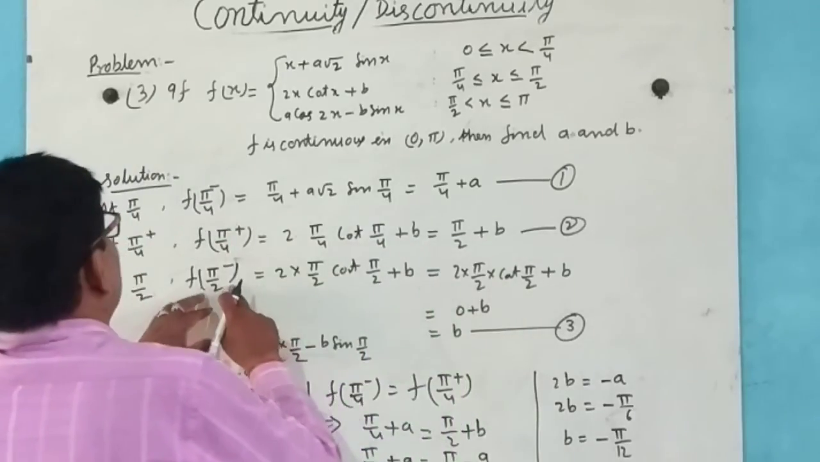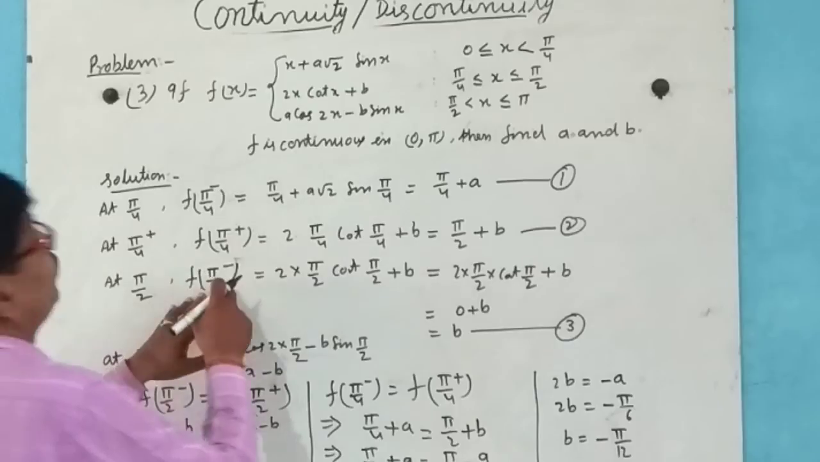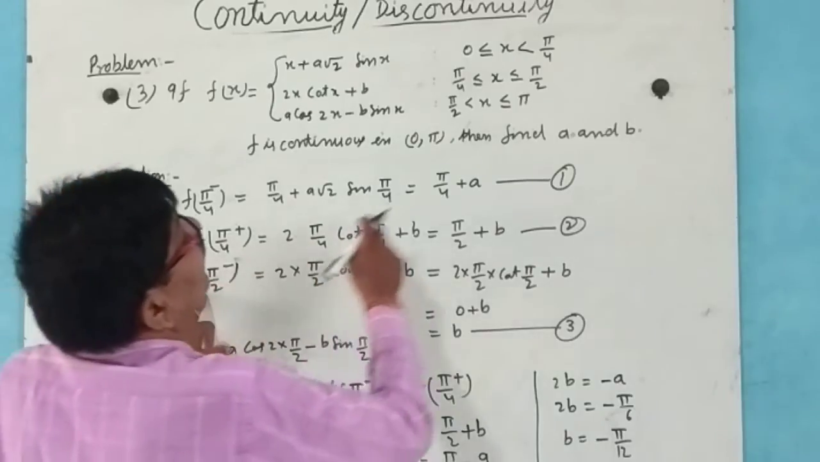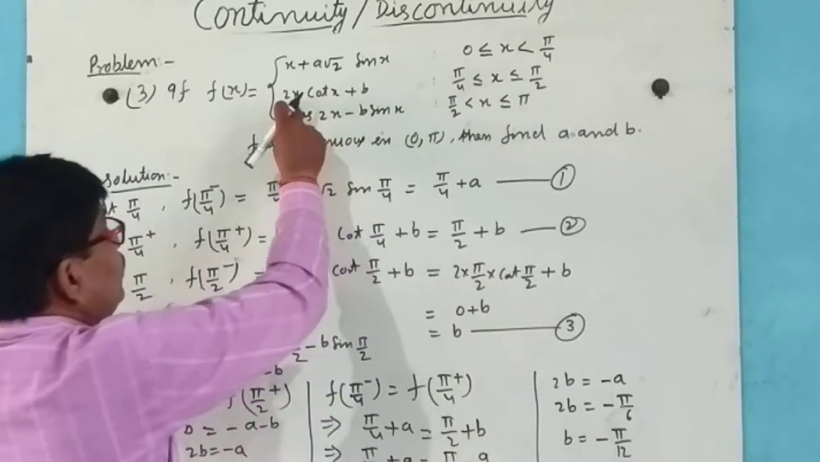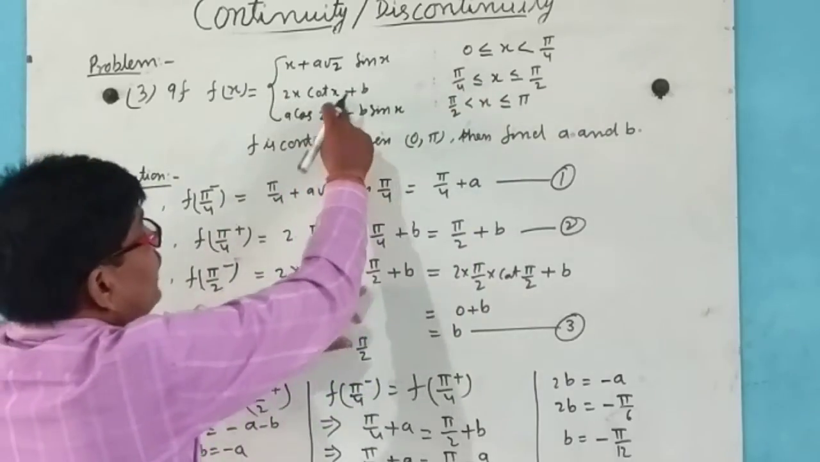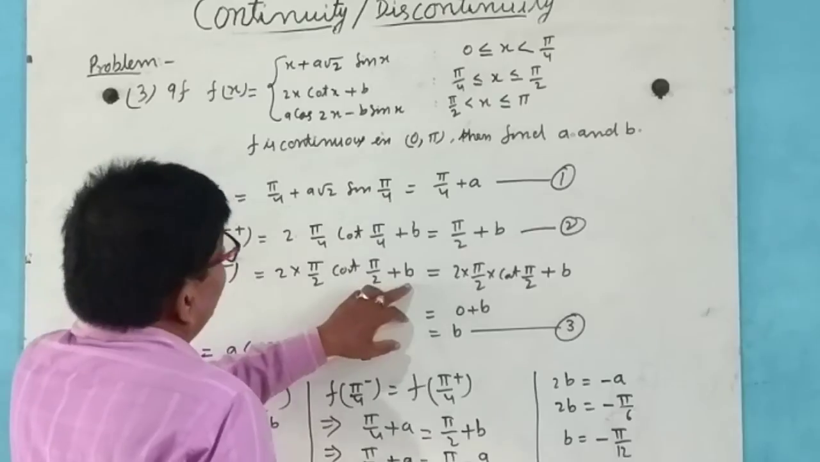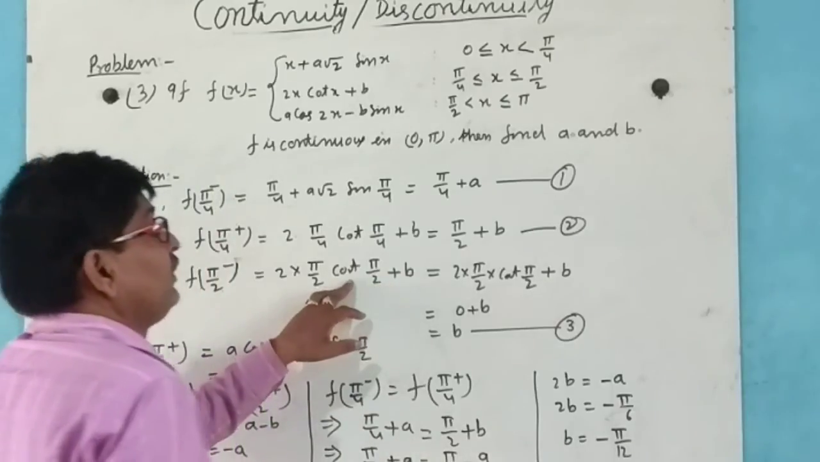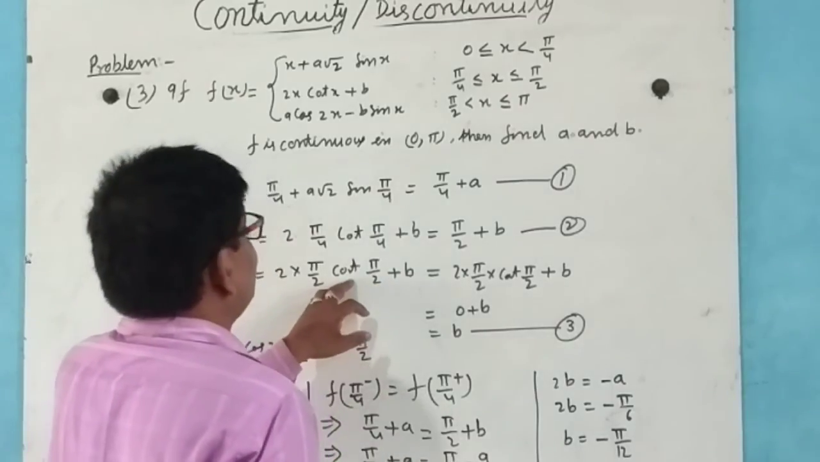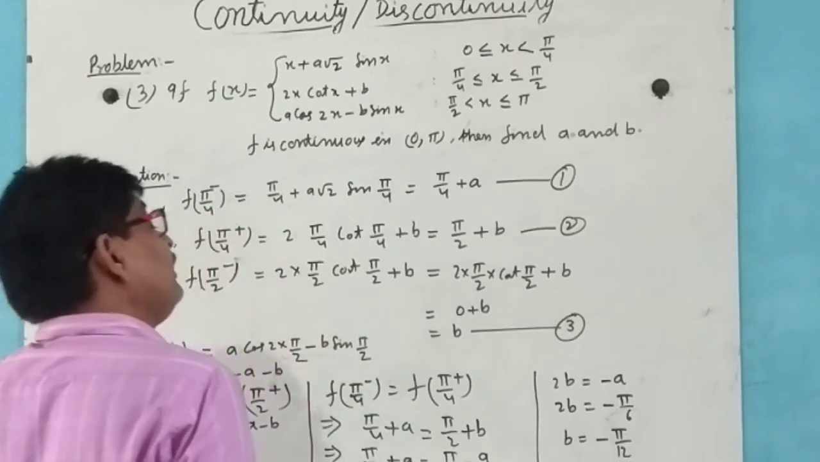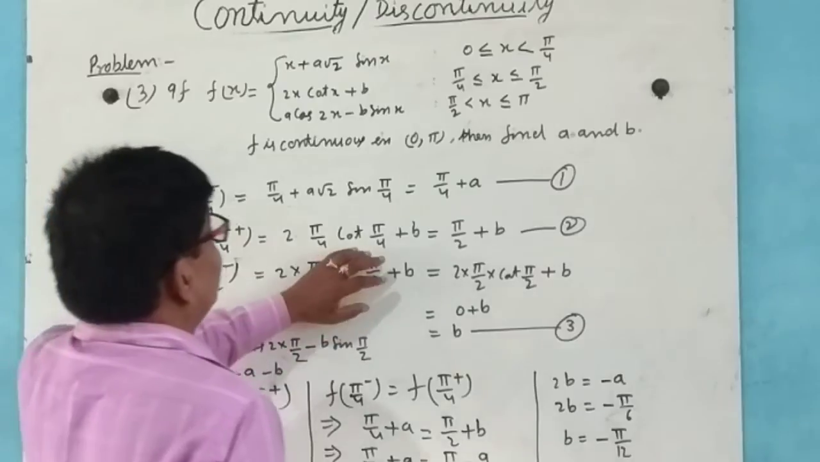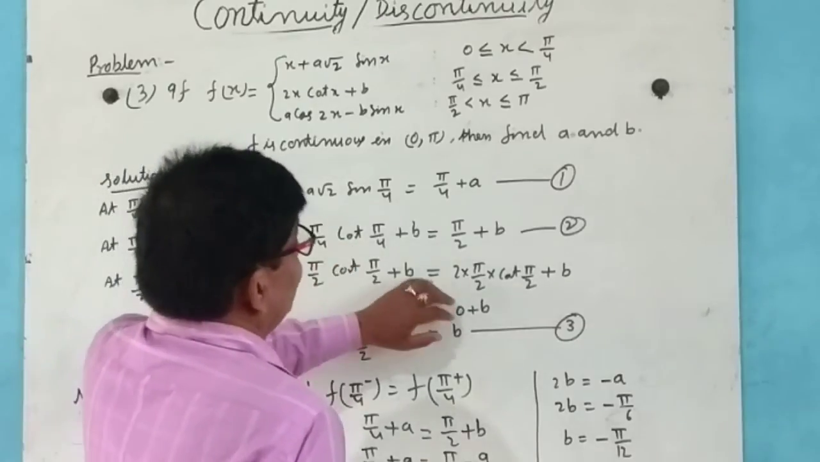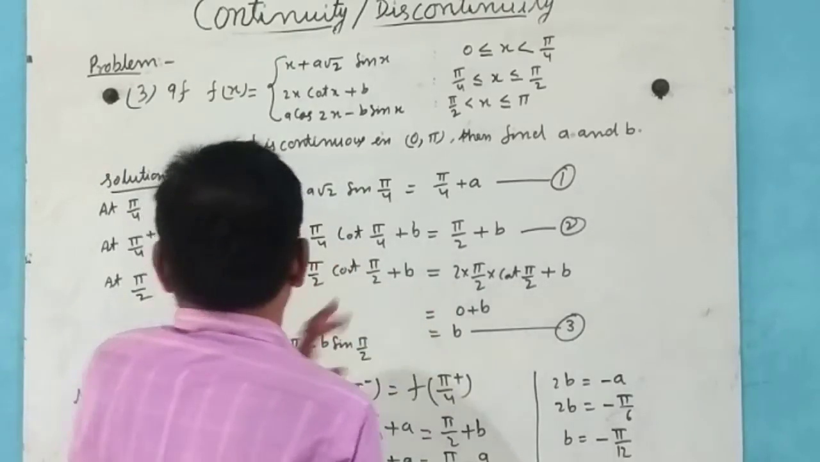Now at pi by 2, on the left side, this comes here as 2x into pi by 2 into cos pi by 2 plus b, and cos pi by 2, that is cos 90, divided by sin 90 equal to 0, so that these terms will be 0 and only b remains.